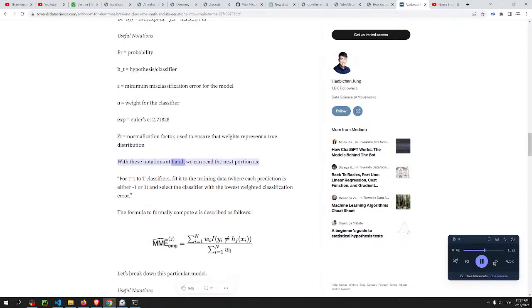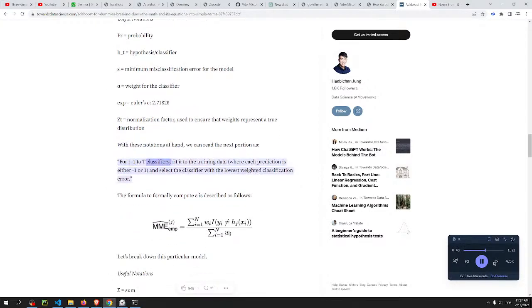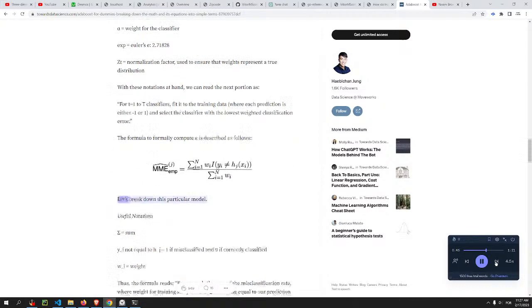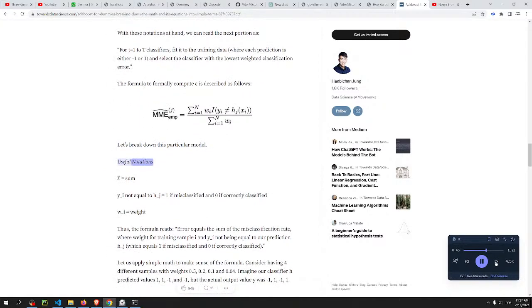With these notations at hand, we can read the next portion as: for t equals 1 to T classifiers, fit it to the training data, where each prediction is either -1 or 1, and select the classifier with the lowest weighted classification error. The formula to formally compute epsilon is described as follows. Let's break down this particular model. Useful notations: y_i not equal to h.